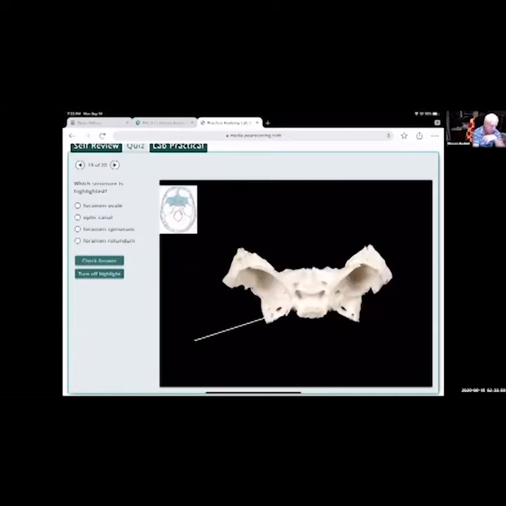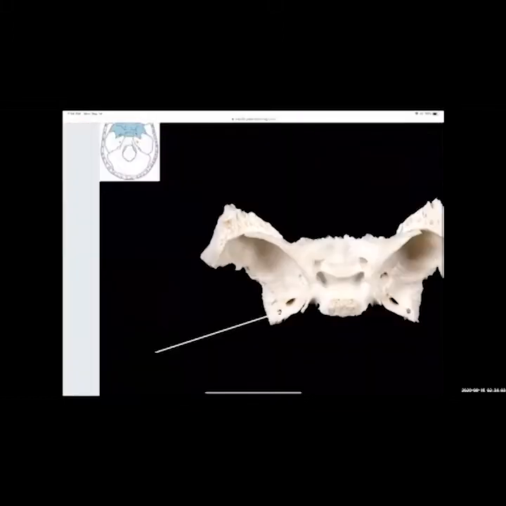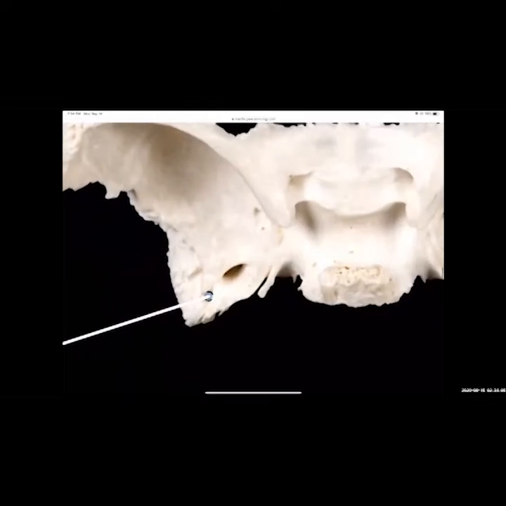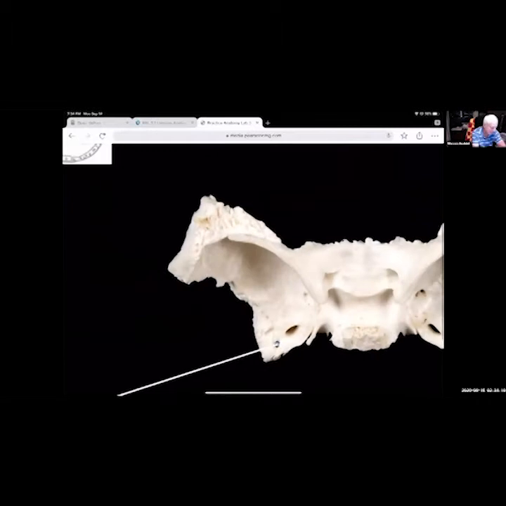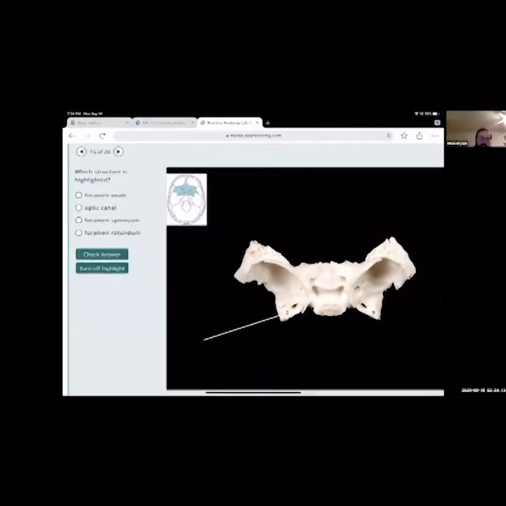What structure is highlighted? I don't see anything highlighted. Oh, the little opening right there. The little hole is highlighted. Okay, that is which one? Foramen, what was it? Foramen, I can't say that word. Foramen spinosum. Spinosum? Turn off the highlight. Foramen spinosum. Yep. Okay. And what bone is that?